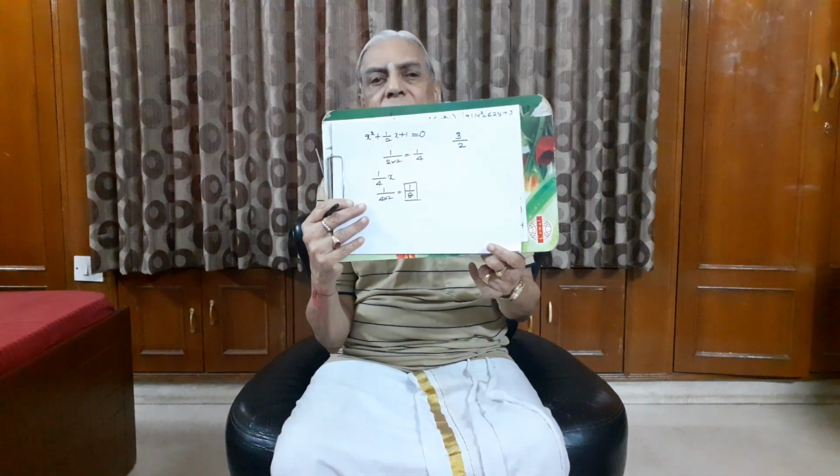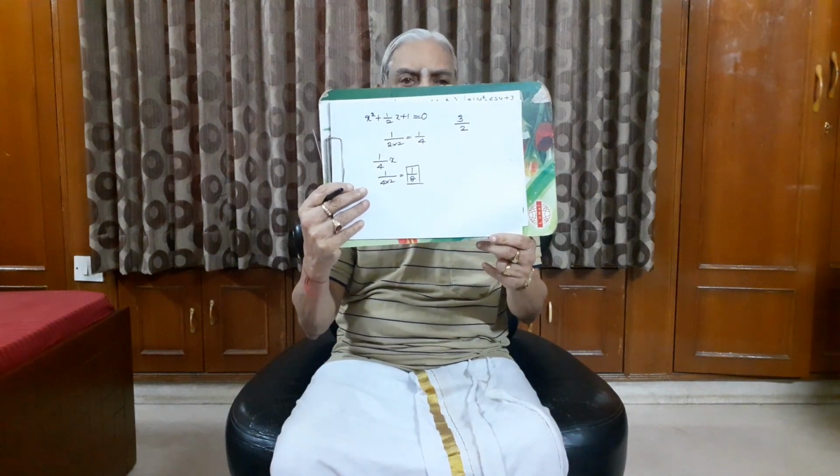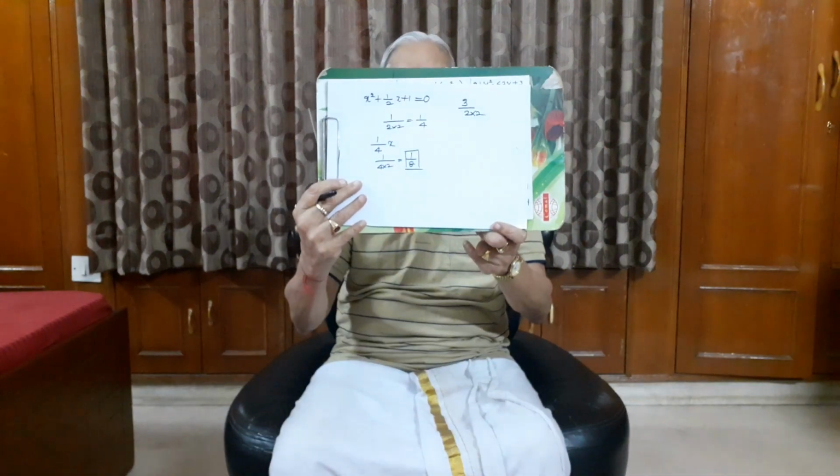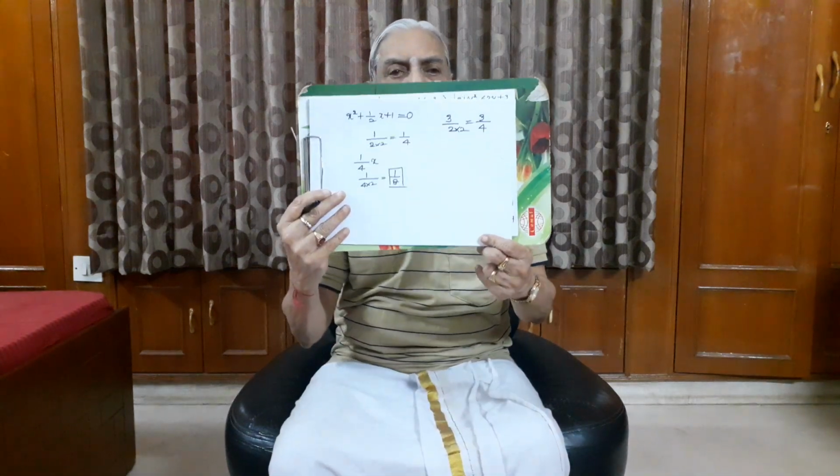Suppose it becomes 3 by 2. Now, 3 by 2 is also a fraction. So what is half of 3 by 2? Put 2 in the denominator. 3 by 2 into 2. It means 3 by 4. So 3 by 4 is half of 3 by 2.